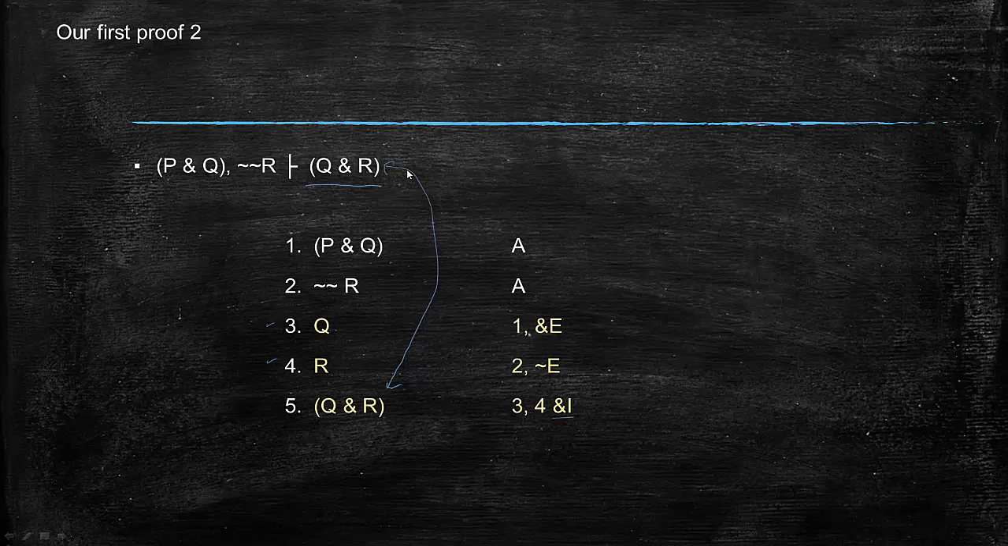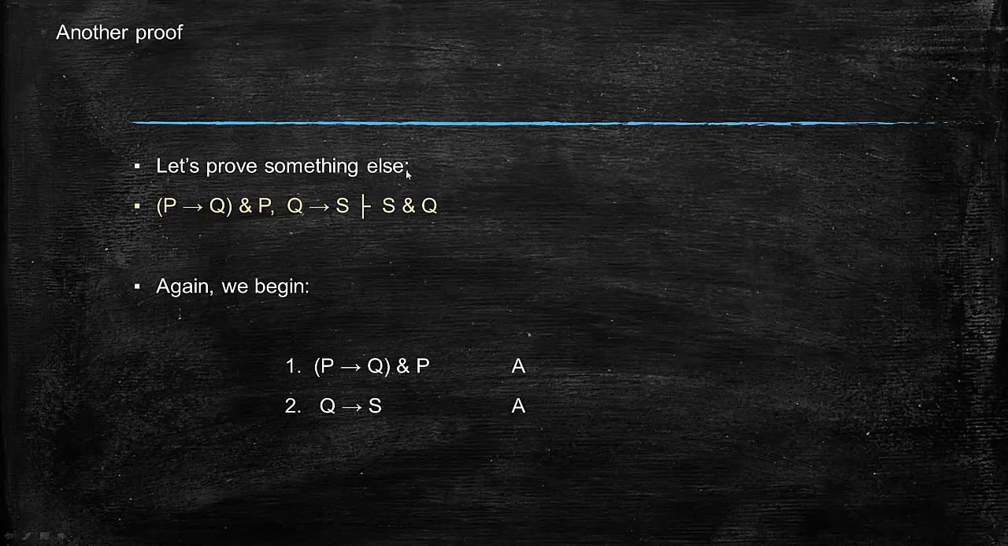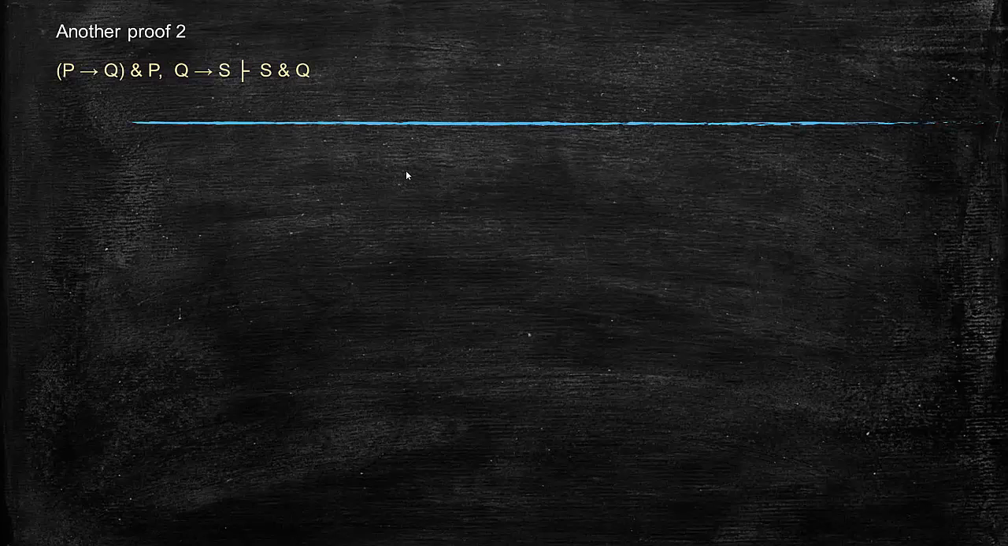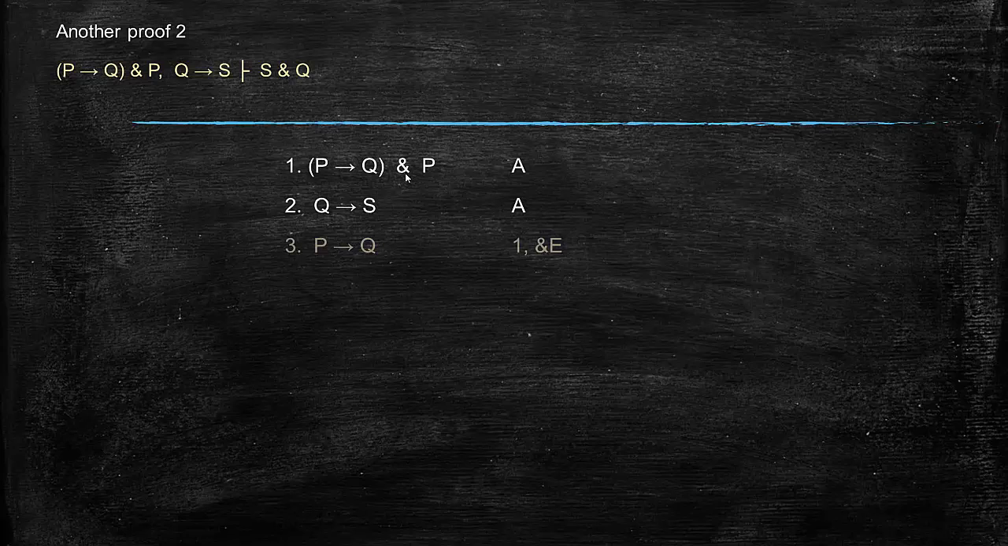Let's do one more. So let's prove if P then Q and P, and if Q then S implies S and Q. So again, we're just going to write the assumptions down. It's always the first thing you're going to do. And now we're going to try to derive S and Q. So how are we going to do that? Well, again, we're going to think, how can I get S and Q?